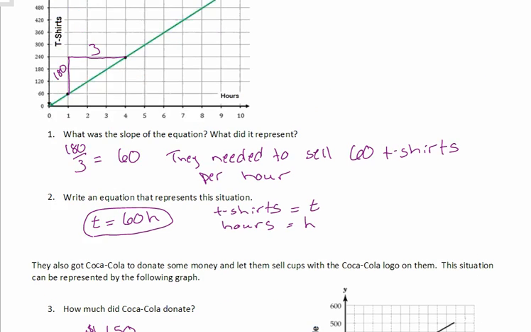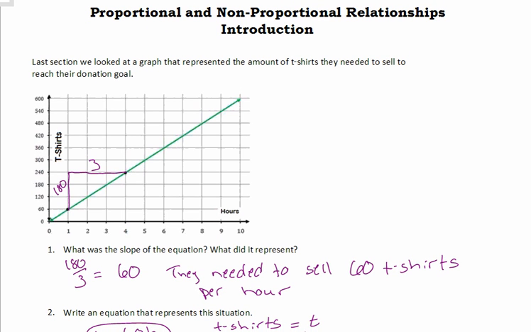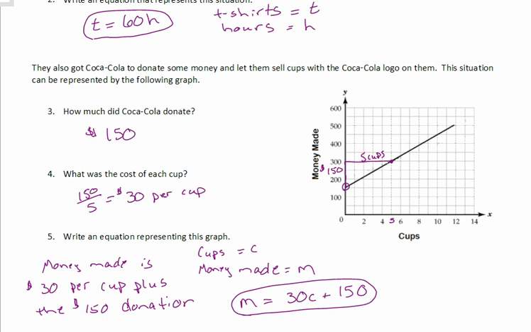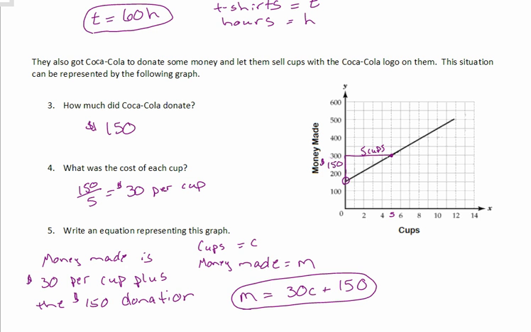We're looking at the difference between proportional and non-proportional relationships. Our t-shirt graph was proportional because it went through 0, 0. The amount of t-shirts that we sold is directly proportional to how many hours we've been selling them. Our Coca-Cola problem is non-proportional because, again, it doesn't pass through that 0, 0. So the amount of cups that we're selling is not directly proportional to how much money we made because we already had some money in our pocket. So, two new vocab words that we're going to work on in this section. Go ahead and get out the notes and vocab for this section.